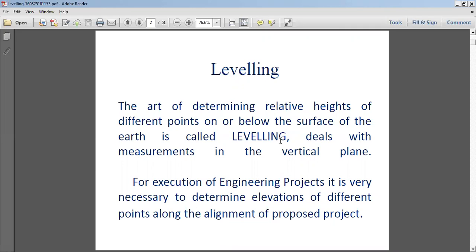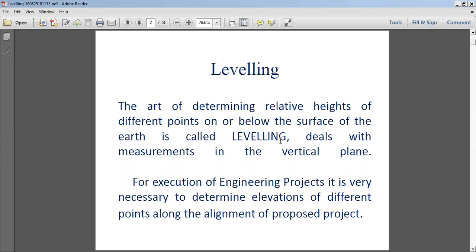So in this leveling part, we will find the height of different points. It may be on the level surface, below, or on the earth surface. Whatever points are present on the earth surface, we can find their relative position with respect to height in the case of leveling. So simply, we can find the vertical measurements of different points present on the earth surface, whether above the ground level or below the ground level.